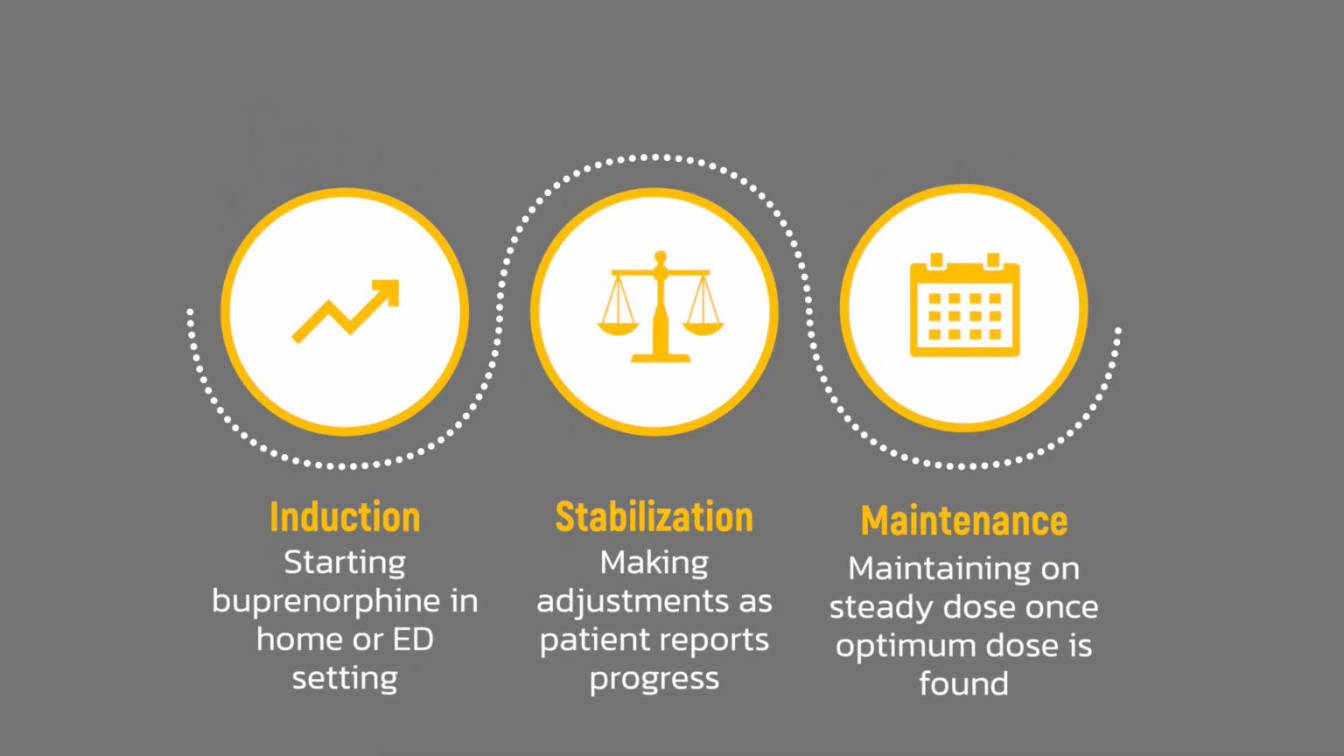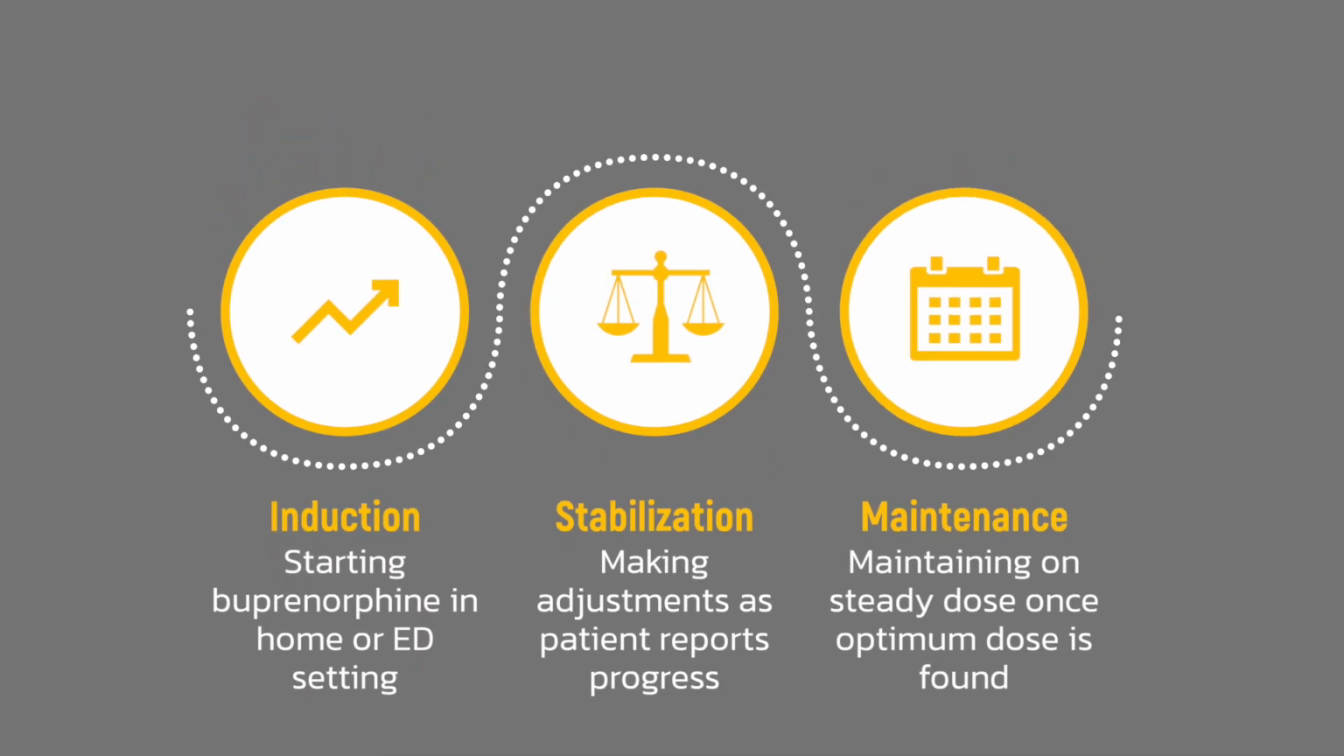So once again, buprenorphine does not cause euphoria, does not cause a dopamine surge, doesn't cause respiratory depression or cognitive depression. Guess what? You can't overdose on buprenorphine. But what it does do is prevent withdrawal symptoms, cravings, overdose, and pain. There are 3 phases of treatment with buprenorphine: induction, which is starting buprenorphine; stabilization, adjusting buprenorphine; and maintenance, maintaining bup.